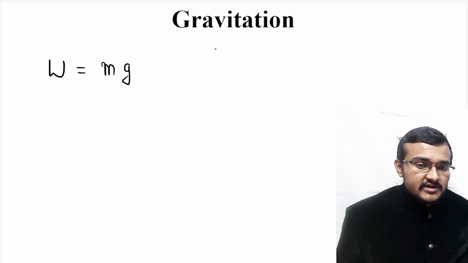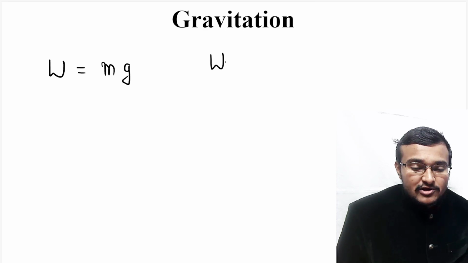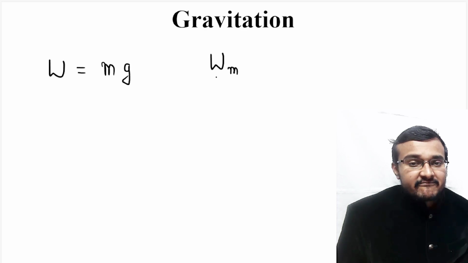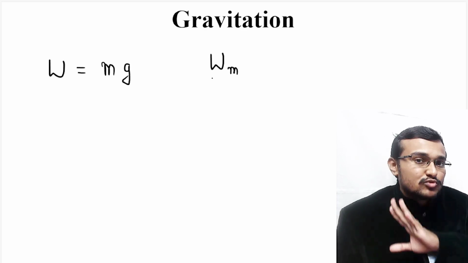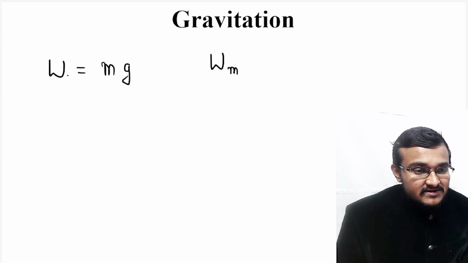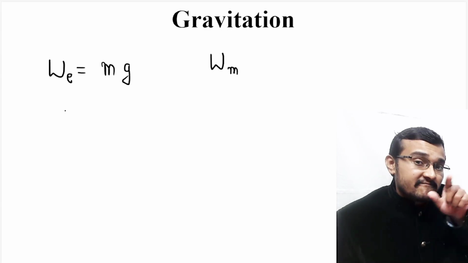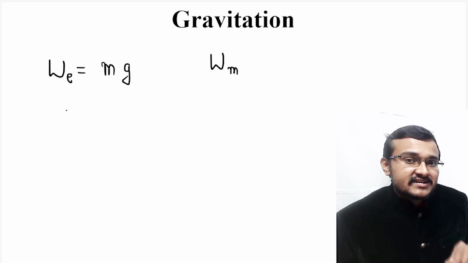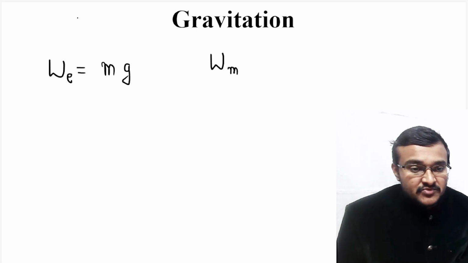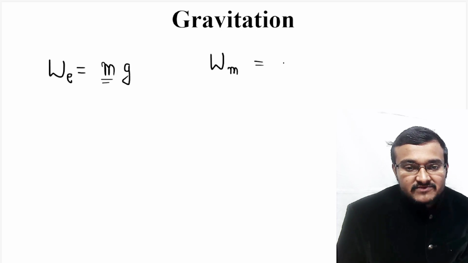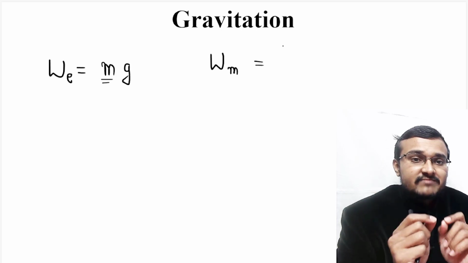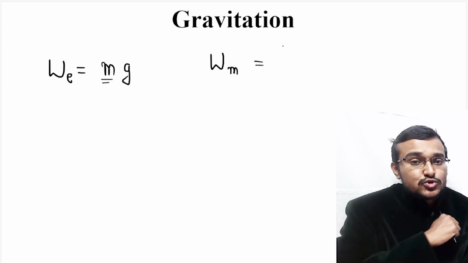Now, if you want to calculate the weight of an object on the Moon's surface, then this W can be written as Wm. So this will be the weight of the same object on the Moon's surface. And this W can be written as We. So this We represents the weight of the same object on Earth's surface. Here m is the mass of this object. Here also mass will be constant. Always remember, mass is constant throughout the universe.